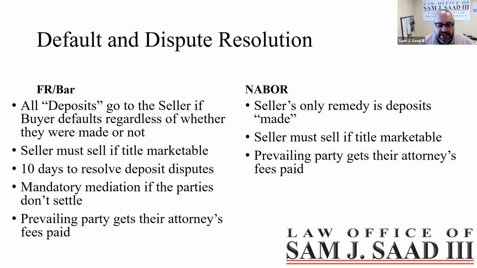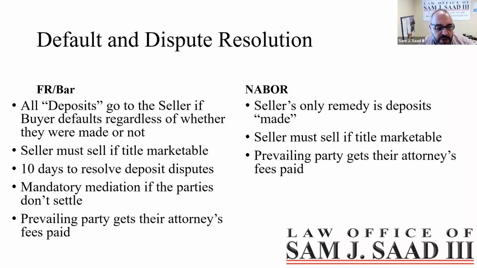Under both contracts, the seller has very few outs. Under NABOR, if the financing doesn't come through, the seller can terminate. And under NABOR, if the buyer makes an inspection election that the seller doesn't like, the seller can terminate. But if title is otherwise marketable under both contracts, the seller's going to closing.